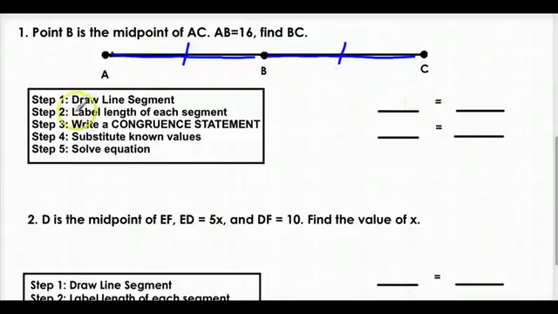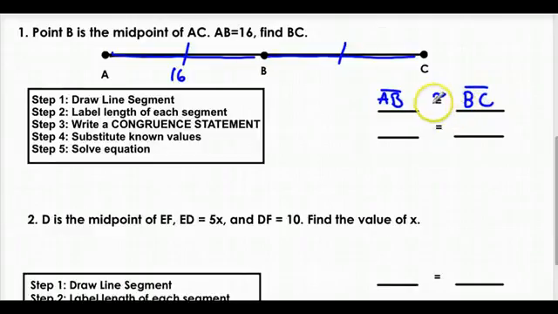So what we're going to do now, after we've drawn it already, is label the length of each segment. We know AB is 16, so let's write that down here. The next thing we do is write a congruent statement. And the congruent statement is this. We know line segment AB is congruent to line segment BC. That's this guy right here.